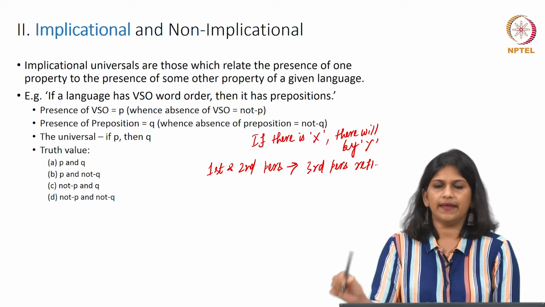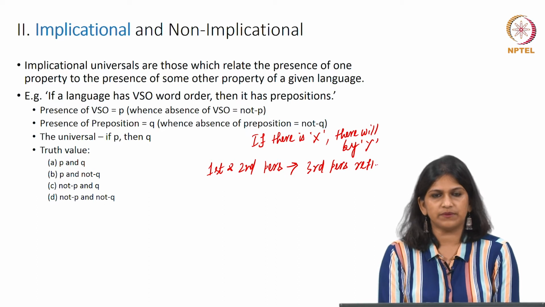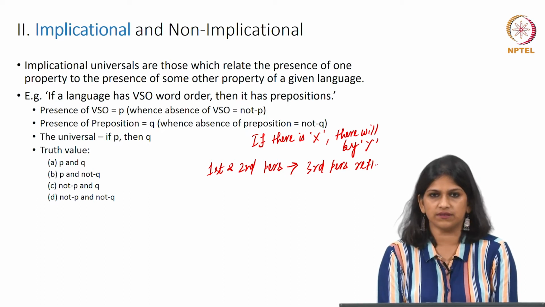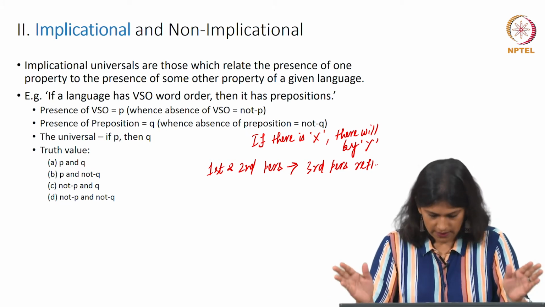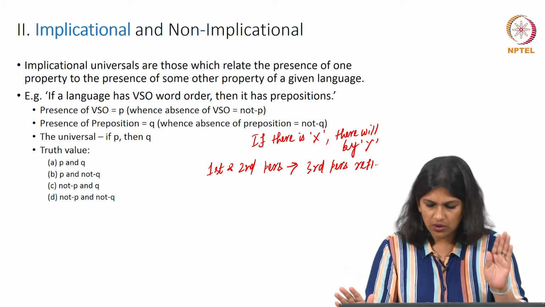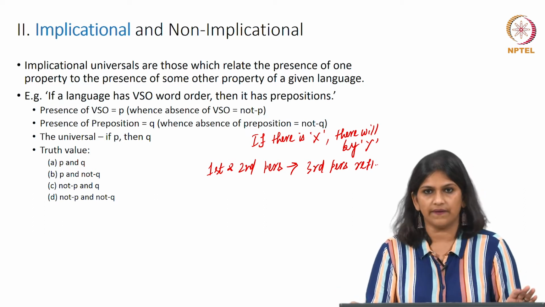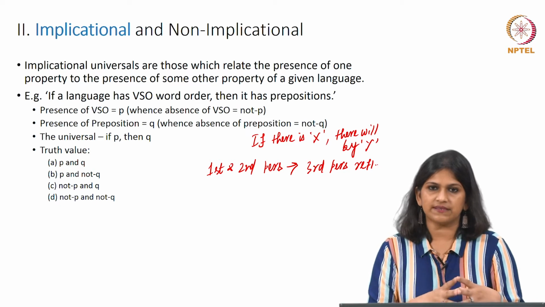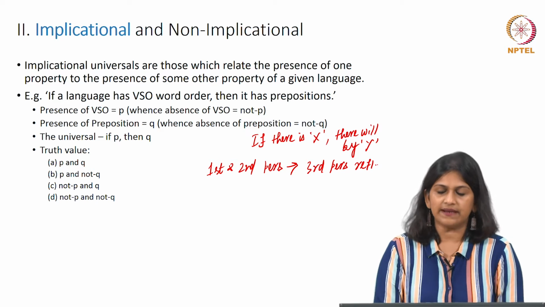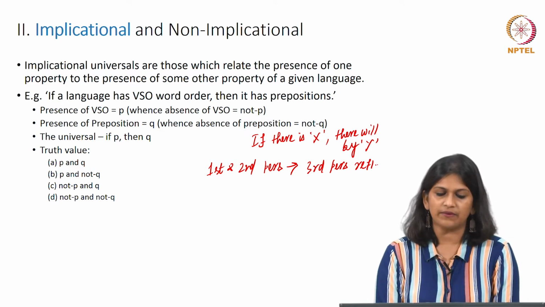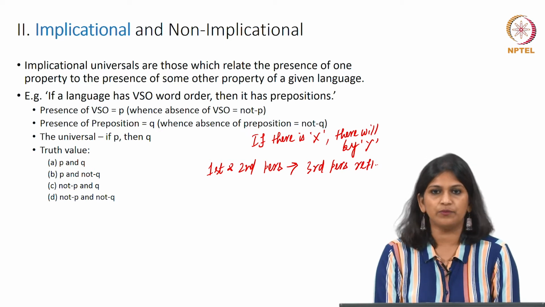Okay. That means maybe there are certain languages which have first and second person reflexive, but they do not have the third person, but the other way around is absolutely impossible. That means there would not be any language which has third person reflexive, but not first and second, that does not work. Similar is the case with prepositions. So, if a language has VSO, then it will have a preposition, it will never have a postposition.